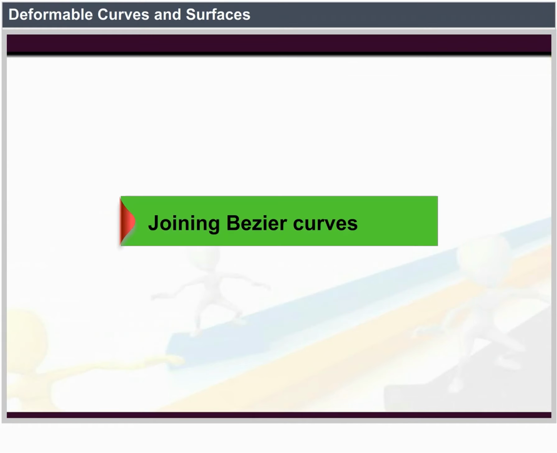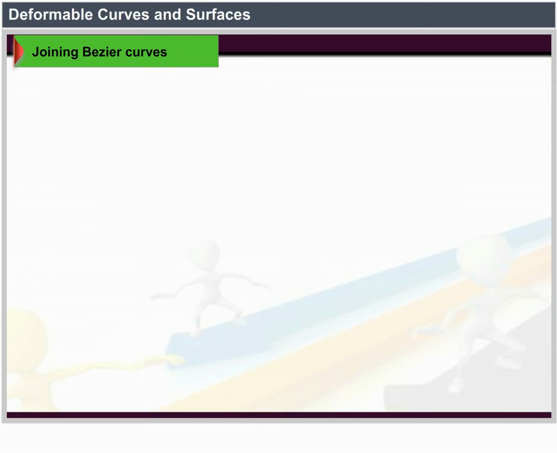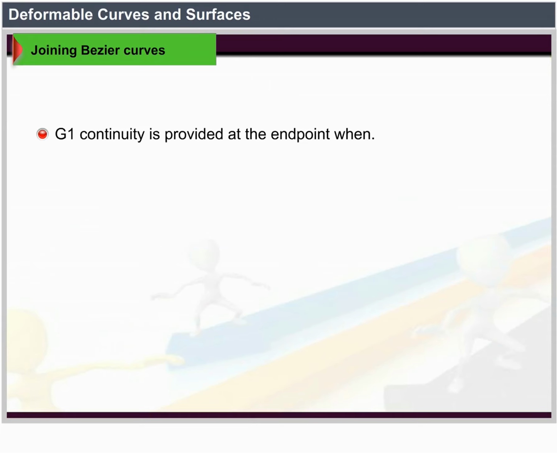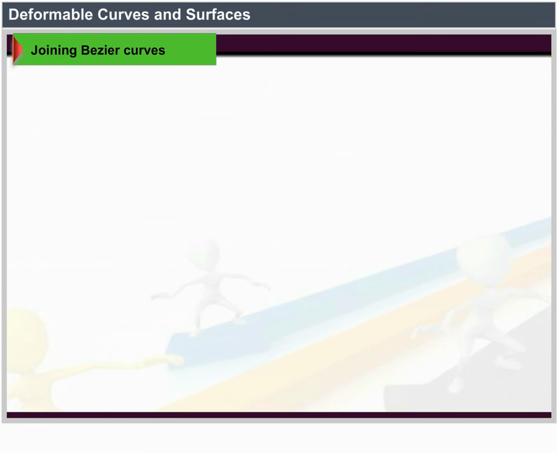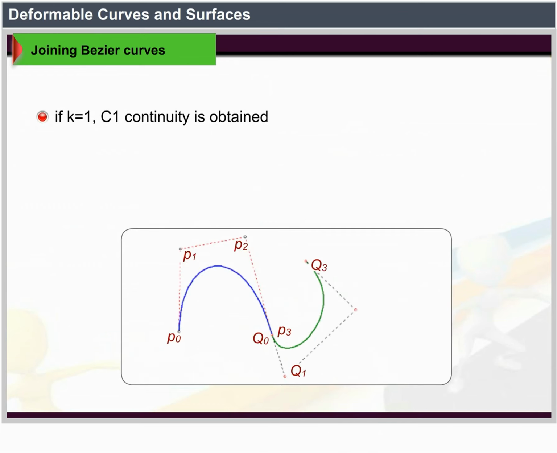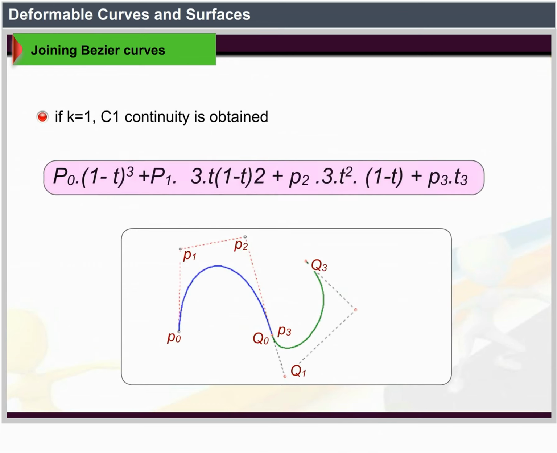Joining Bézier curves. G1 continuity is provided at the end point when P3 minus P2 equals k times Q1 minus Q0. If k equals 1, C1 continuity is obtained by the expression now seen on screen.